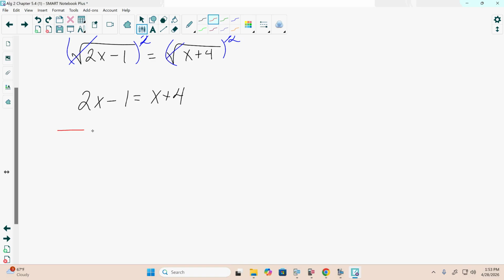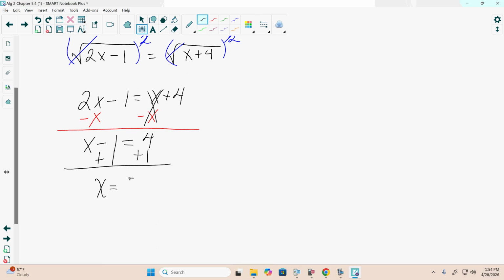What can we do first? Minus x, yes. 2x minus x is x. So we get x minus 1 is equal to 4. Then we would plus 1. X is equal to 5.